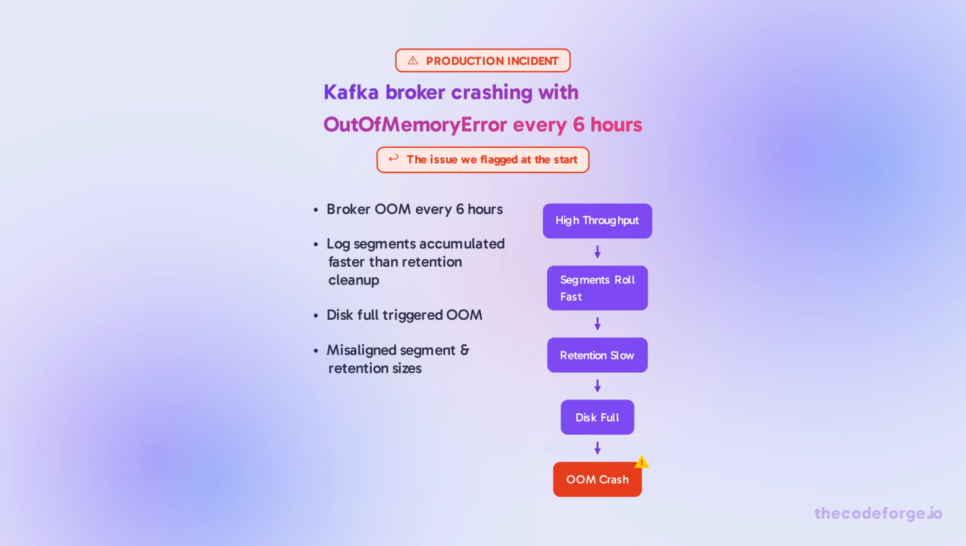This is the same issue we highlighted at the start. Here's exactly why that happened. The topic had log.retention.bytes=1 GB, but log.segment.bytes=1 GB and log.retention.check.interval.ms=300,000. With high throughput, segments accumulated faster than retention could clean them, causing the log directory to grow beyond the container's disk limit, which triggered OOM as the OS tried to page.